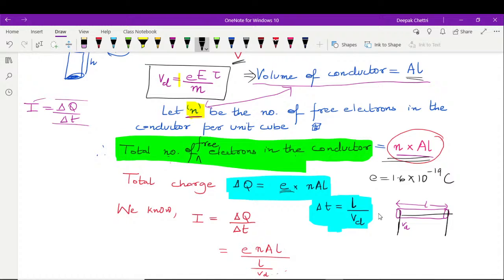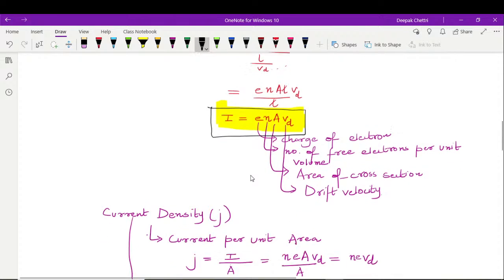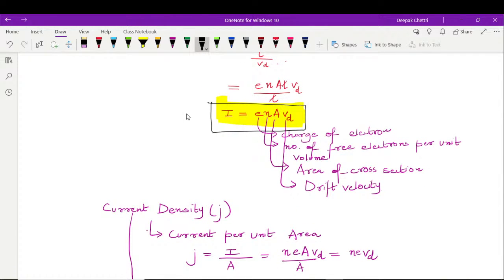So doing all that and putting the values, I got the formula for current, which is this one, right. This is a very important formula for current. We can find the value of current just by knowing the internal things of the conductor. E charge is constant, we know N is a constant, A is a constant. Just by knowing the drift velocity I can find the current. So this is a very important formula.